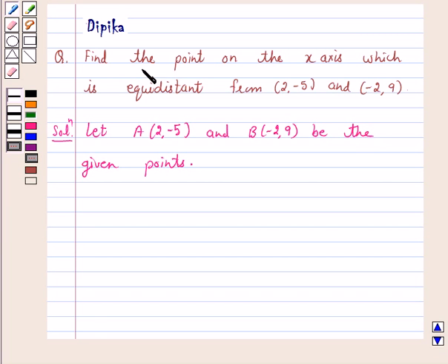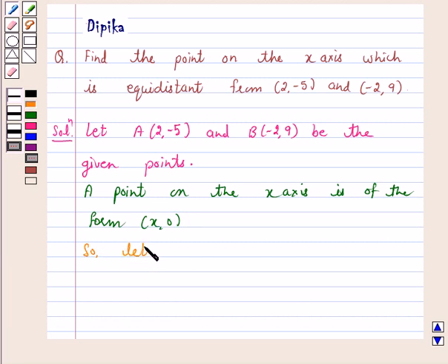Now we know that any point on the x-axis has its y-coordinate 0. So a point on the x-axis is of the form (x, 0). So let the point P (x, 0) be equidistant from given points A and B.